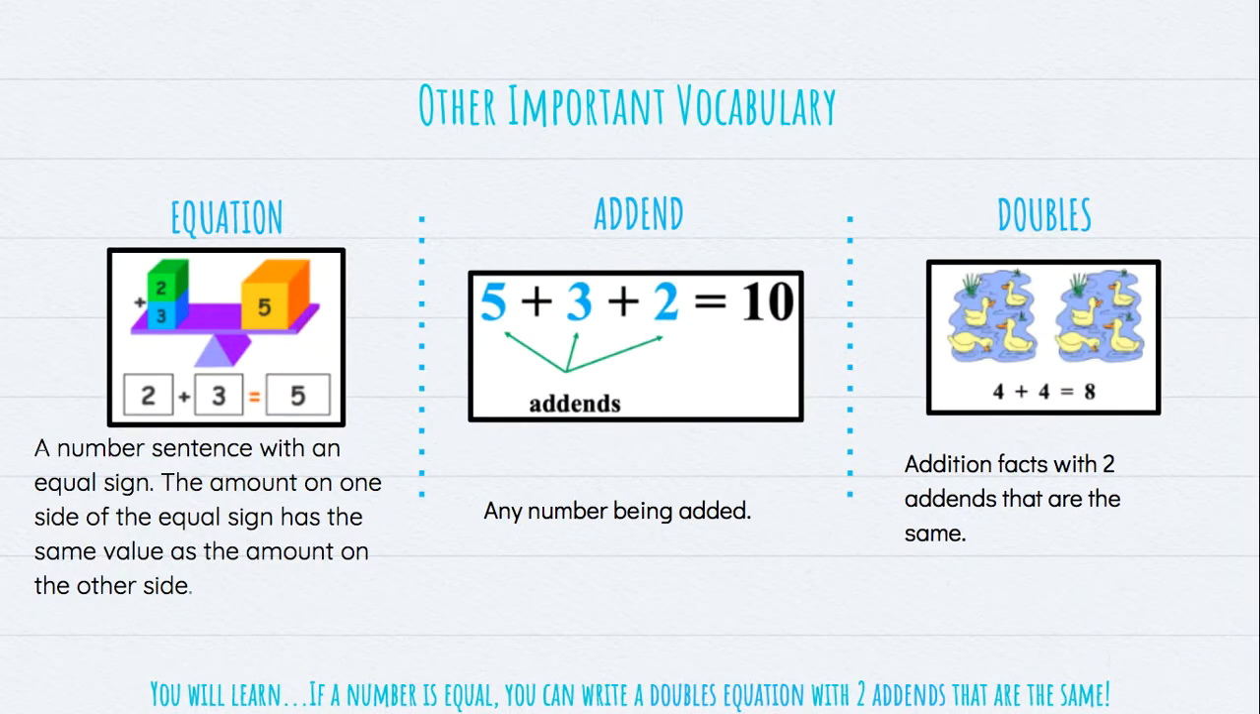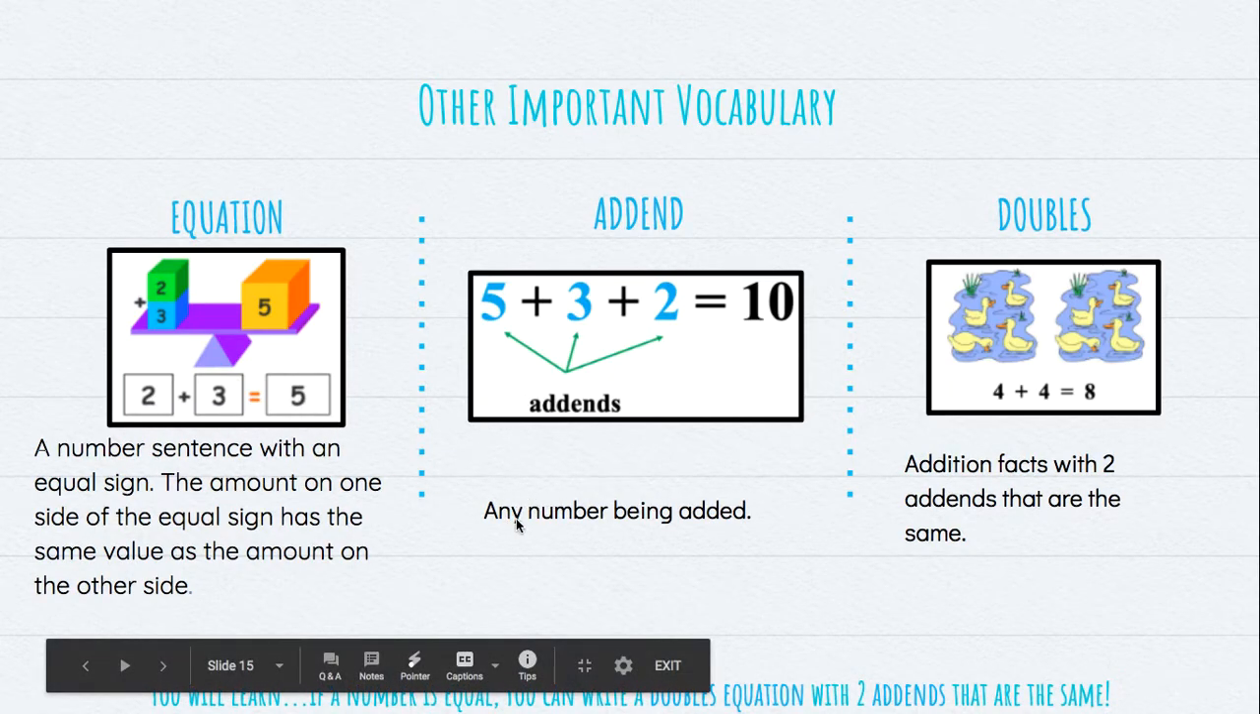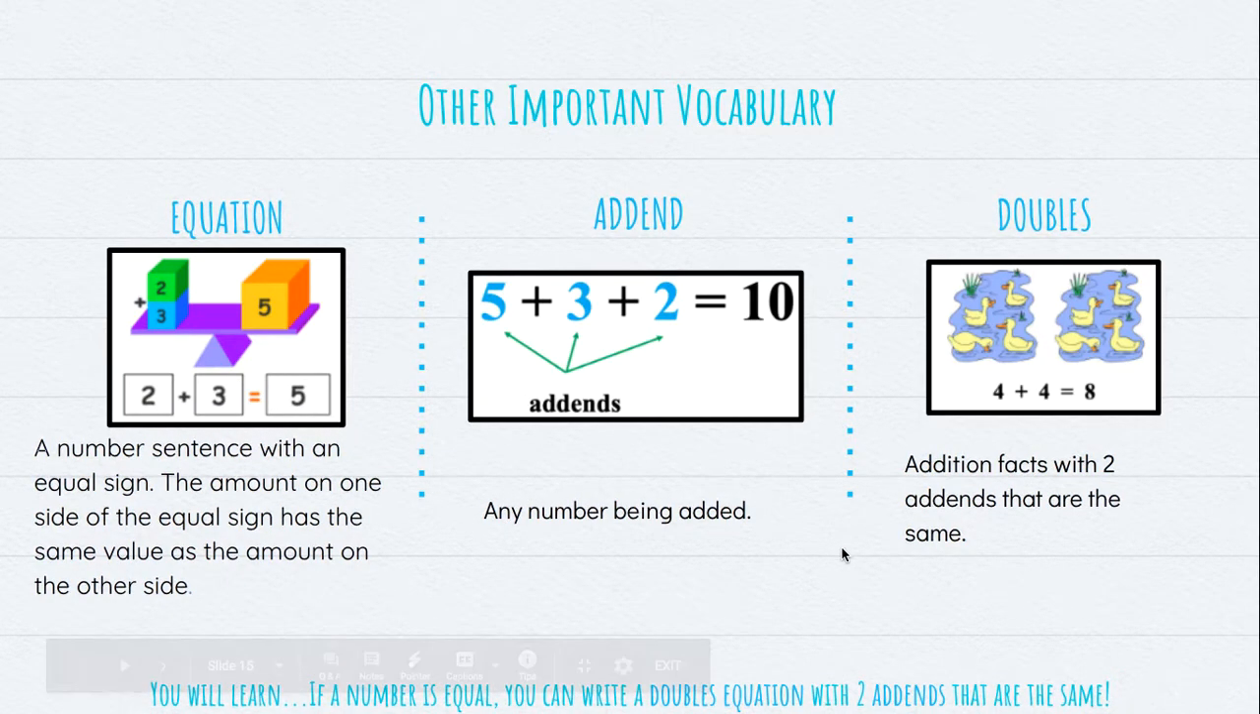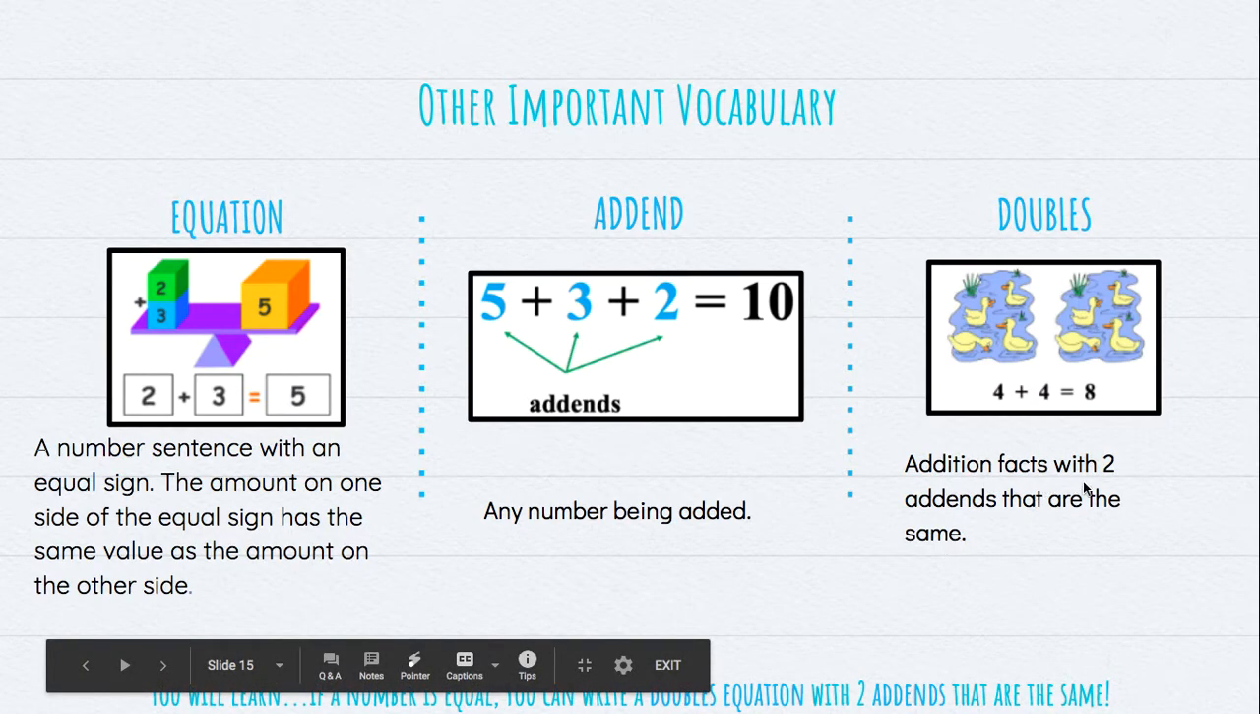Other important vocabulary that you're going to need to know is an equation. We know what an equation is, but if you need a review, it's a number sentence with an equal sign. The amount on one side of the equal sign has the same value as the amount on the other side. So this is equal to this. Addends are any numbers being added. Doubles are addition facts with two addends that are the same.